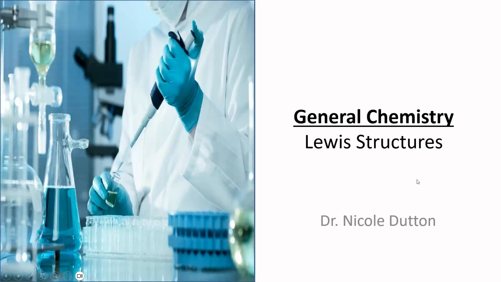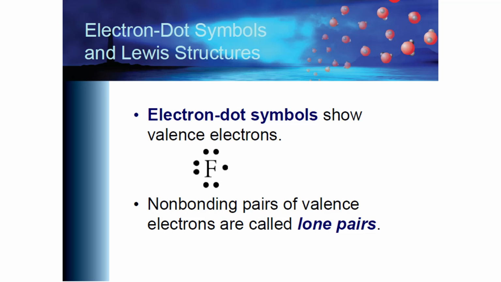Lewis structures. So in order to get to Lewis structures, we need to talk a little bit about electron dot symbols. Electron dot symbols show only the valence electrons.